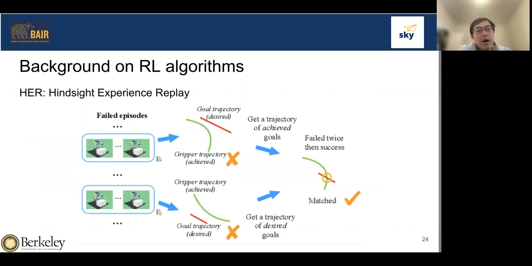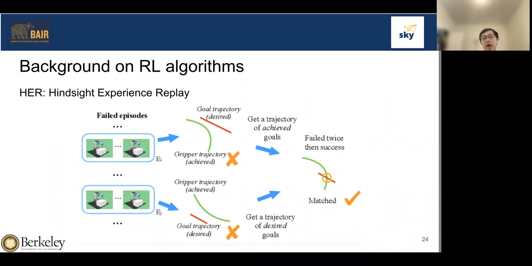So it actually uses a very simple but elegant idea called hindsight experience replay. This is a very natural idea from previous robotic tasks, which basically says if you have a success trajectory, where you give the policy a desired goal and the policy's actions actually lead to this desired goal in the specific trajectory, then you could just do imitation learning or supervised learning.